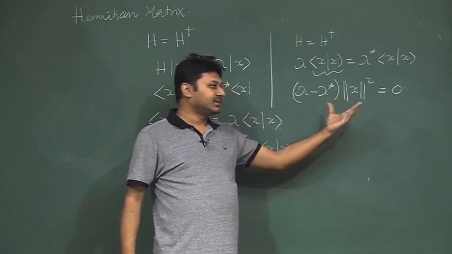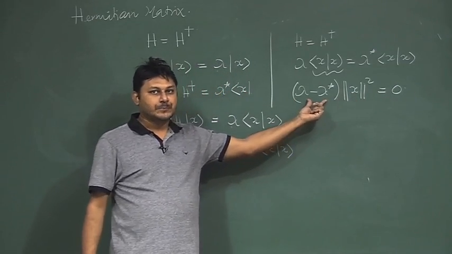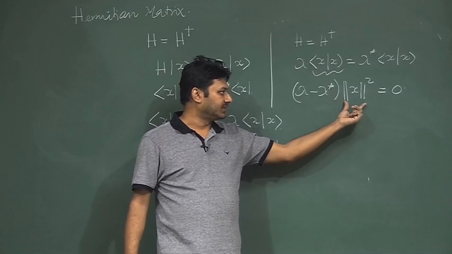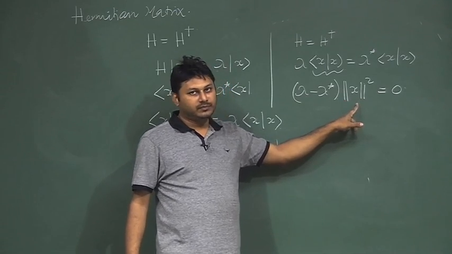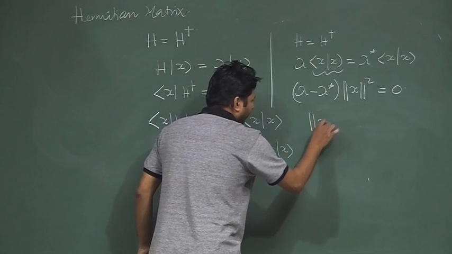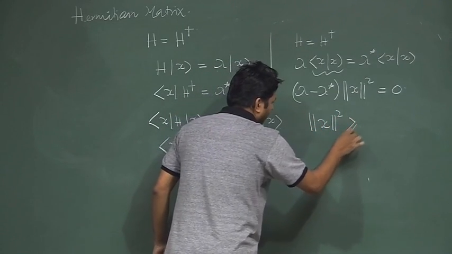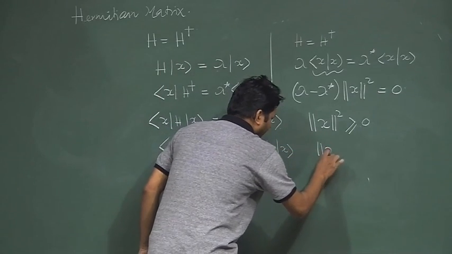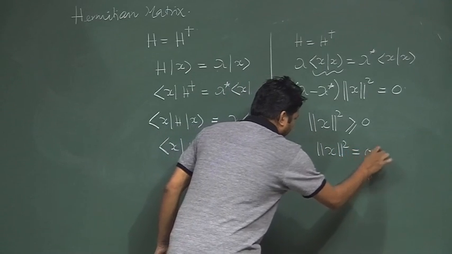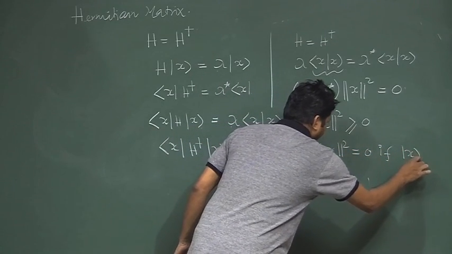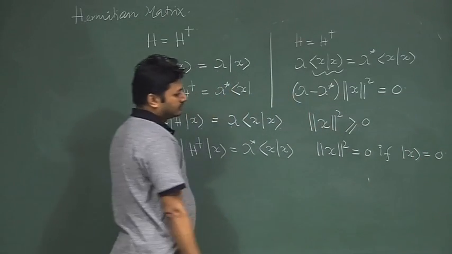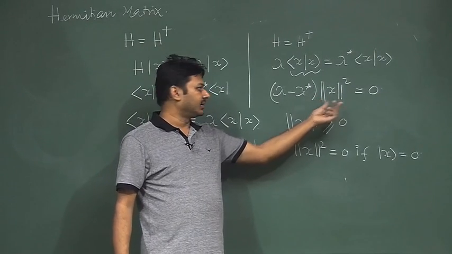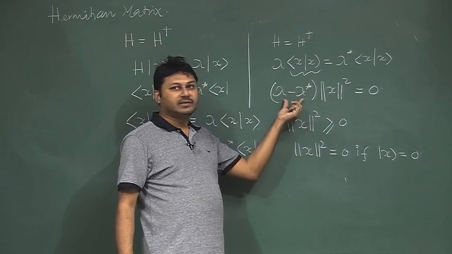So, this equation suggests either this quantity is 0 or this quantity is 0. Now, this is a norm. From our knowledge, this quantity will always be greater than or equal to 0 and is 0 if and only if the vector is a null vector. So, for any arbitrary vector which is not a null vector, I will have a general equation where lambda is equal to lambda star.